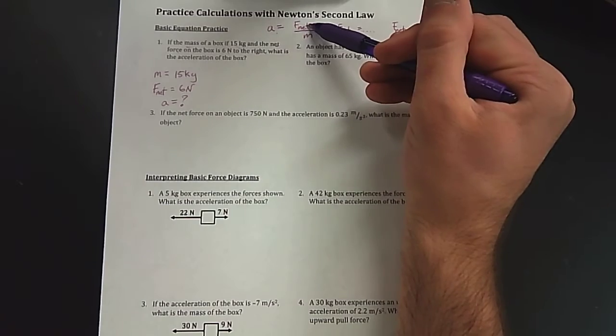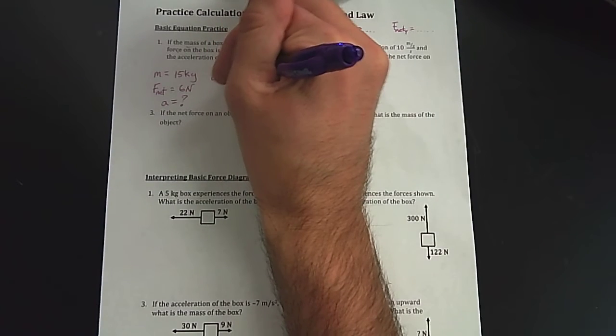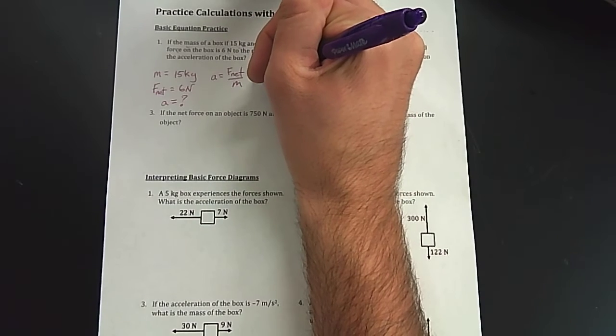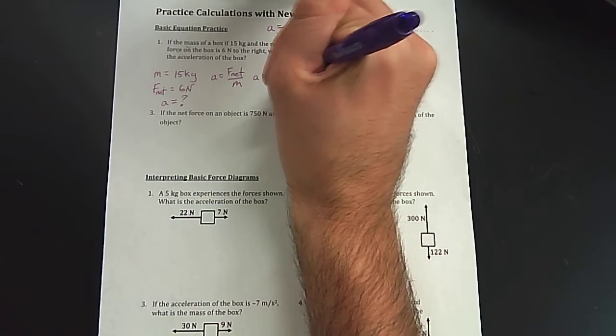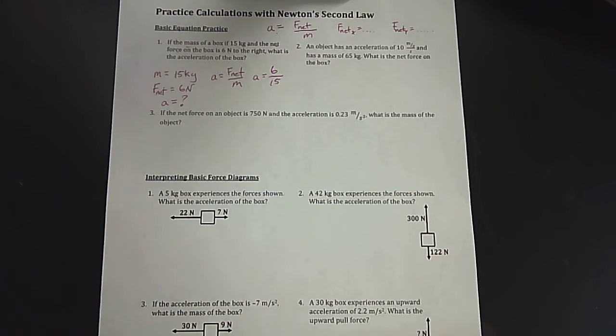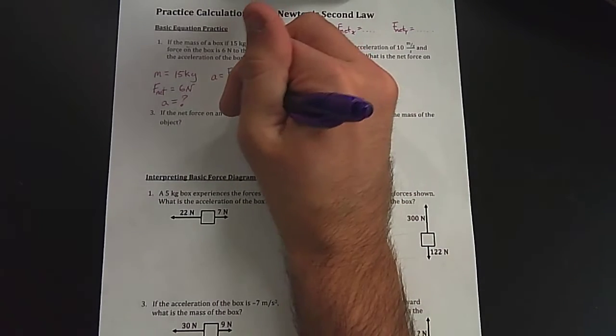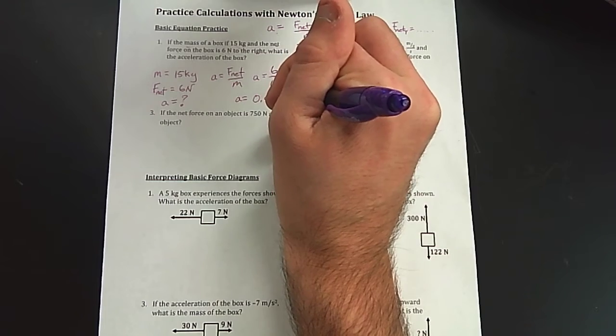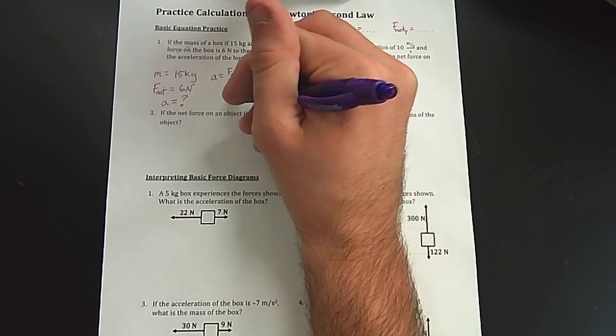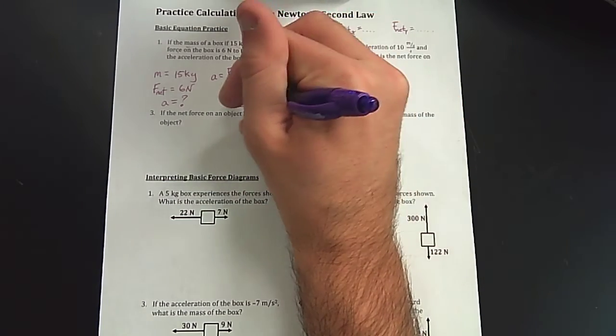In terms of what equation I'm going to use, well, I'm looking for acceleration, and I have these variables, so I'm going to say acceleration is equal to F net divided by mass. My acceleration I'm looking for, my F net is 6 newtons, and my mass is 15 kilograms. When you do the math, you end up getting acceleration is equal to 0.4 meters per second, or you could do meters per second squared. Both of those are valid units for acceleration.